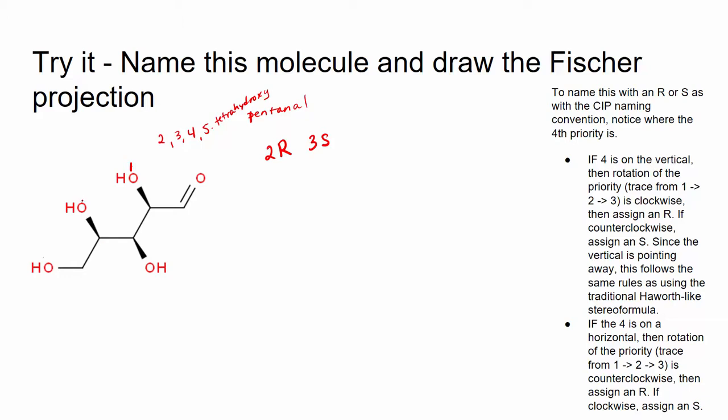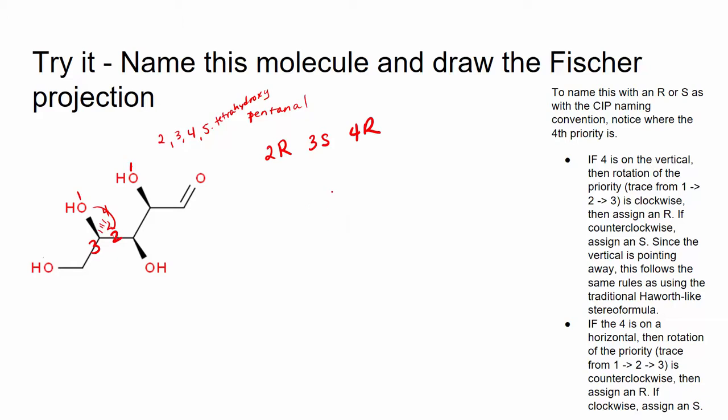And for carbon 4, again, similar priority assignments. Here I have a COH. It has 2 H's. Here I have a COH also with 1 H, and a carbon. So H, carbon, OH. Differences between a hydrogen and a carbon. The right side is going to get the higher priority. The left side will be number 3. So I'm going to rotate to the right, so it'll be a 4R.